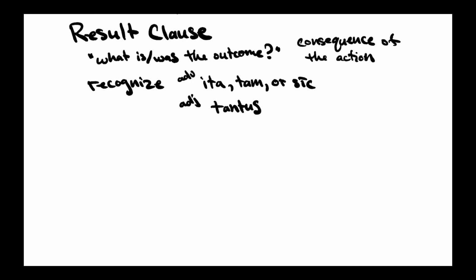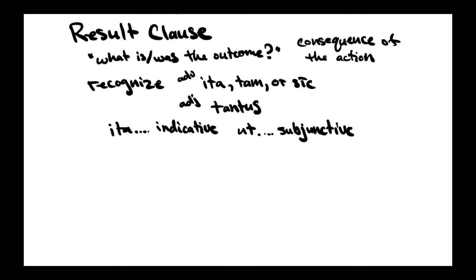Okay. Now I should say, I don't think I said this before. The main clause begins with these. So you get, let's say, ita plus your indicative, and then you have your result clause, which is going to begin with ut, ending in your subjunctive. So the main clause begins with ita, tam, or sic, or tantus, and then your result clause, your subjunctive clause, your subordinate clause, begins with ut.